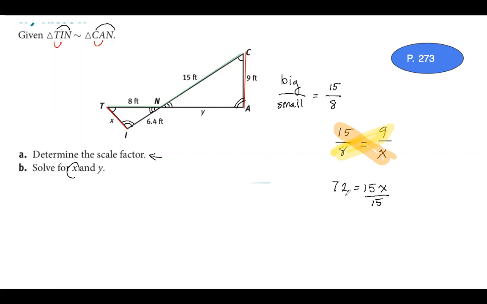Divide both sides by 15 to get x by itself. And we get x is equal to 72/15. Well, 72 is 2 times 2 times 2, that's the 8, times 3 times 3, that's the 9. And 15 is 3 times 5. So I can cancel a 3, and I get 24/5. But since they have decimals for the side lengths in the problem, I'm going to go ahead and change that into a decimal. So 24 divided by 5 is 4.8. So x is equal to 4.8. So that answers one question.